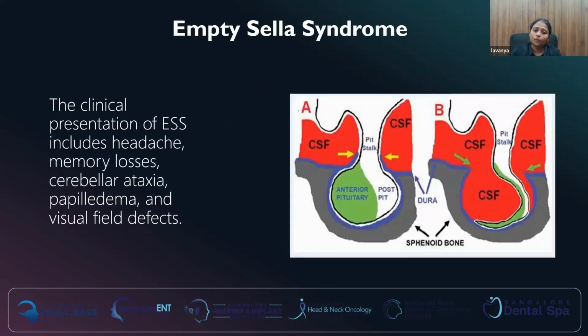So we'll also look at what empty Sella syndrome is. Its clinical presentation is very similar to benign intracranial hypertension. Here also the individual presents to us with headache, memory loss, cerebral ataxia, papilledema, and other visual field defects. So you can see in the diagram here, the CSF is normally present and the pituitary occupies the Sella turcica. When the pressure increases, the CSF gets pushed into the Sella turcica and it displaces the pituitary gland.